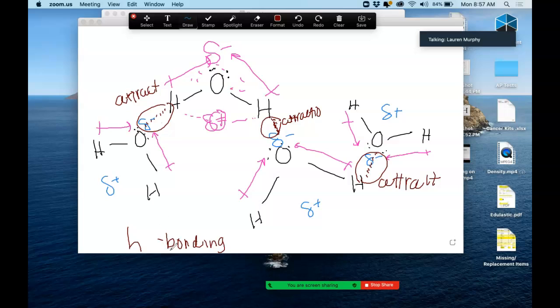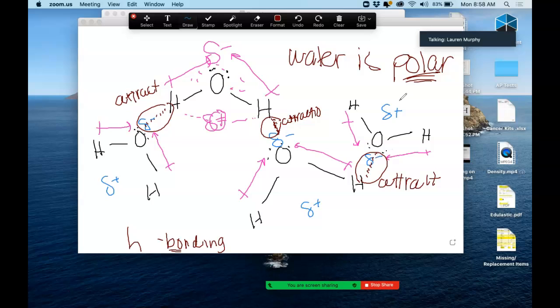Now, this can be kind of misleading. They aren't actually bonded. So this oxygen of this water molecule and this hydrogen of a separate water molecule are not actually bonded together, but they are attracted to each other. This is what causes water molecules to stick to themselves, this hydrogen bonding force of attraction, because water is polar.